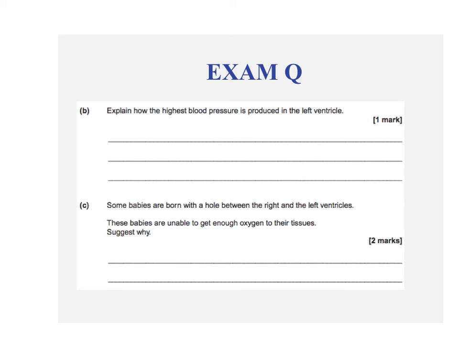Explain how the highest blood pressure is produced in the left ventricle. And then some babies are born with a hole between their left and right ventricles. These babies are unable to get enough oxygen to their tissues. Suggest why. Okay, use your knowledge. Give reasons for. And pause. Pause for about 4 minutes for this one and play again when you're ready.